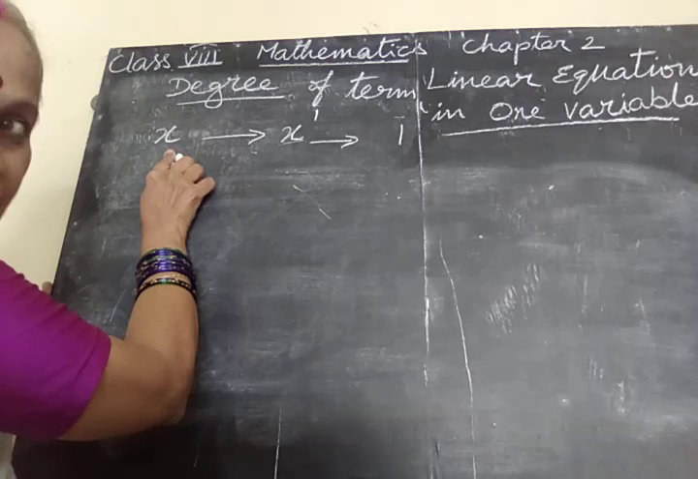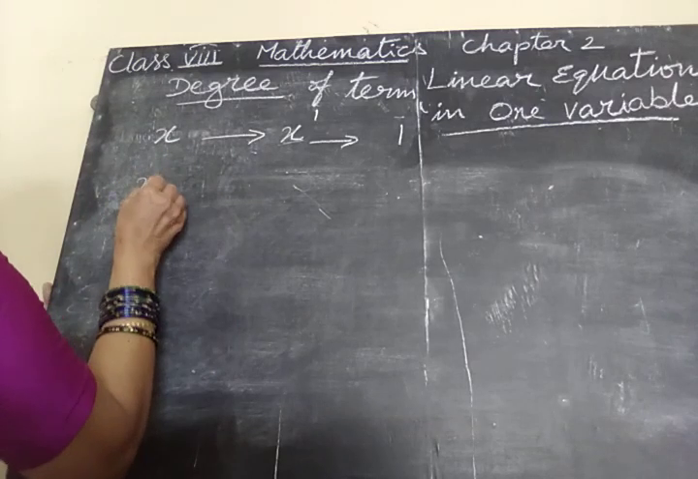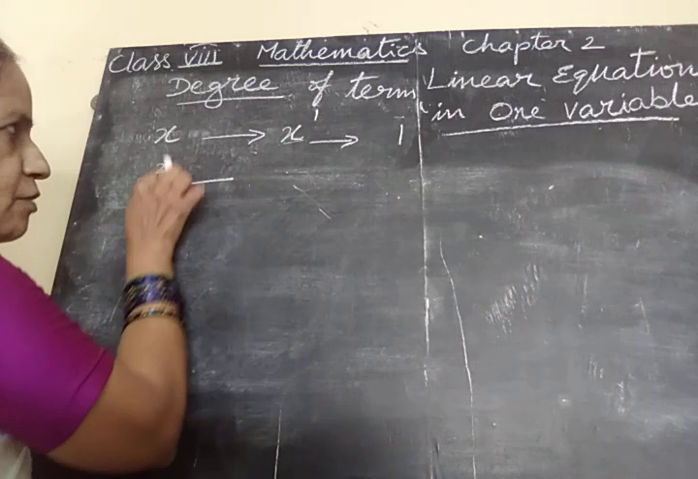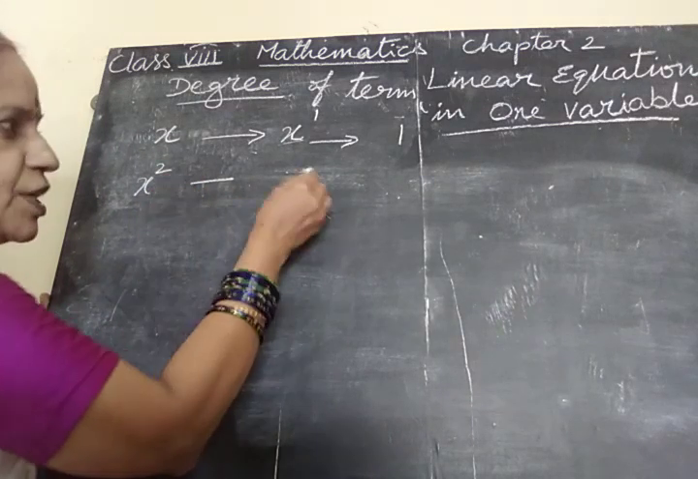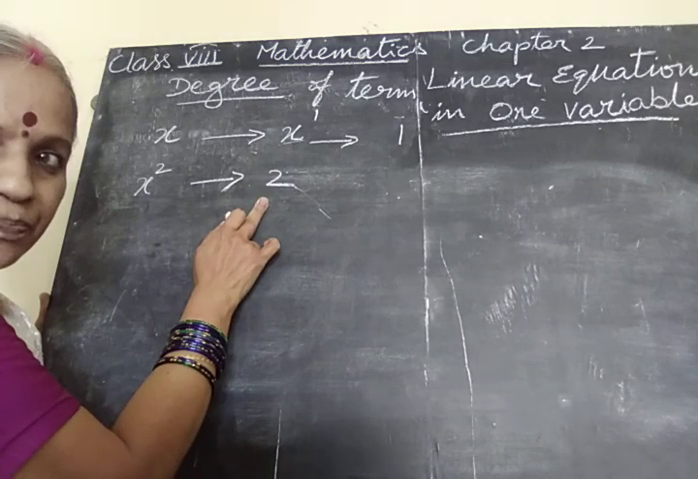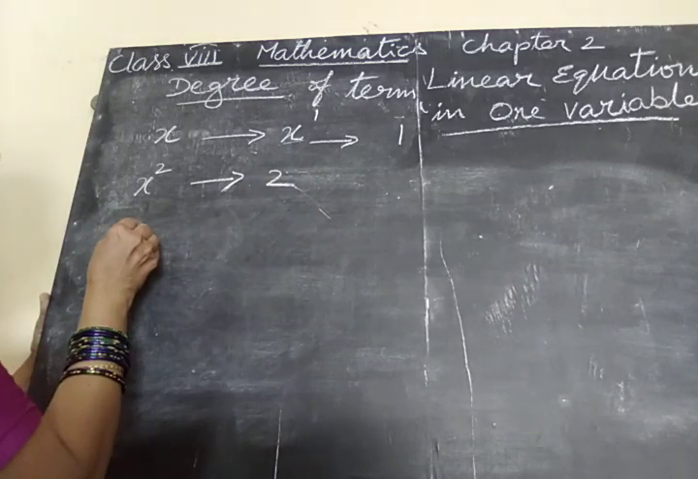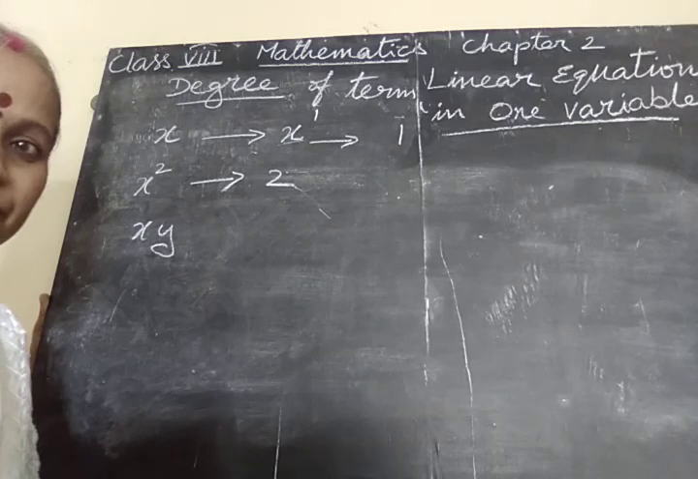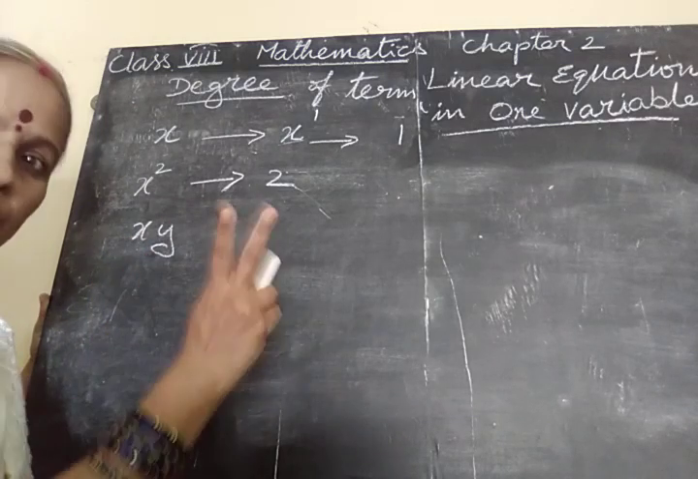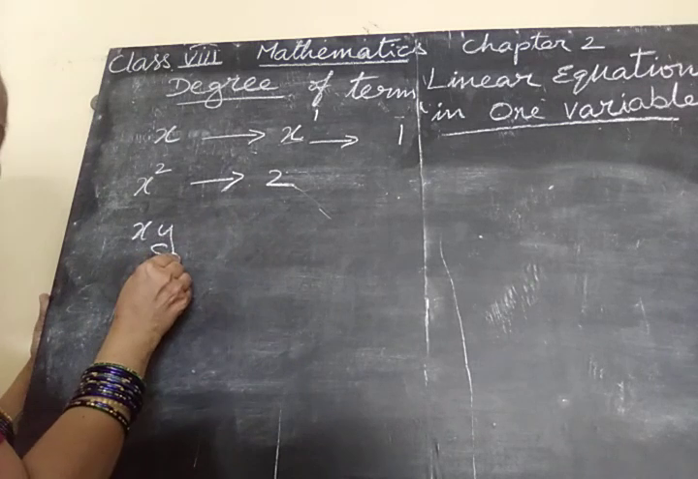So 1 is the degree of this term. Understood? Now, x square. What is its degree? What is the exponent? 2. So the degree of this term x square is 2. Now, what is xy? Here, how many variables are there? 2 variables, x and y.